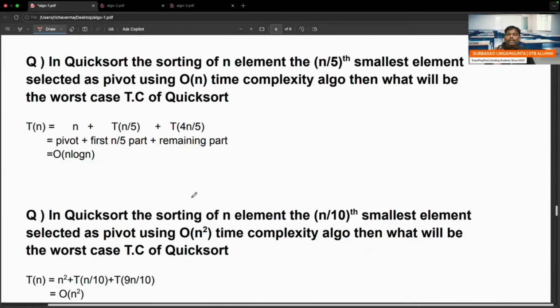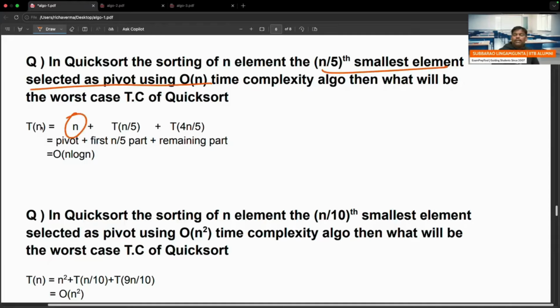Quicksort, some problems from the classroom I wrote here. Quicksort, sorting of n elements. The n by 5th smallest element is selected as the pivot using an order of n time complexity algorithm. Then what will be the worst case time complexity of quicksort? Remember, the n by 5th smallest element is selected as pivot using order of n.